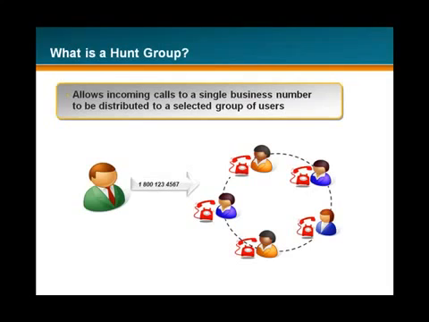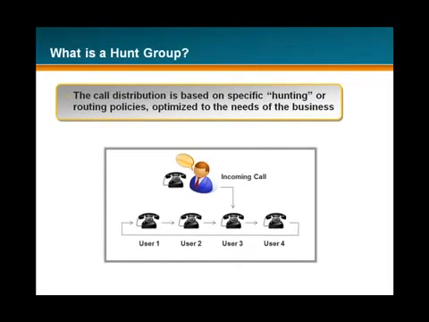Let's take a look at the key features of a Hunt Group. A Hunt Group enables incoming calls to a single business number to be routed to a selected group of users. This Hunt Group call distribution is based on specific routing policies, which can be customized to suit the specific needs of your business. This includes configuring how long each phone will ring before moving on to the next in the Hunt Group, and the total time that an unanswered call will be allowed to ring through before moving to other options such as overflow users or voicemail. We're going to take a look at Hunt Group routing policies in more detail later on.